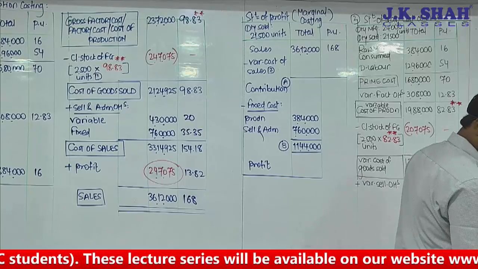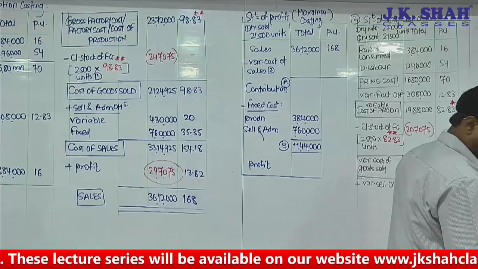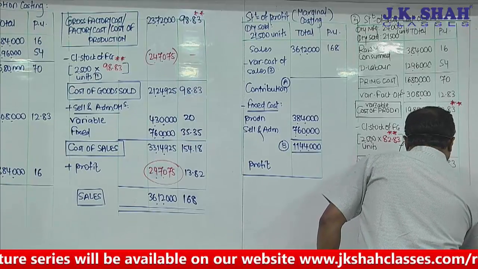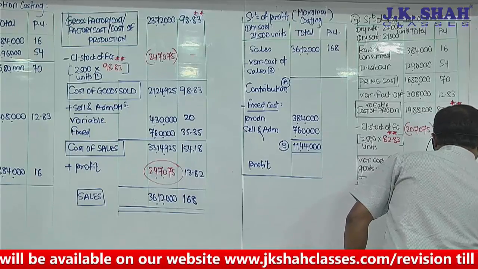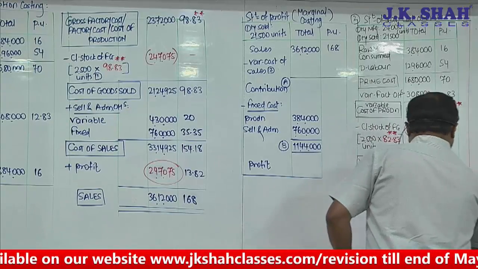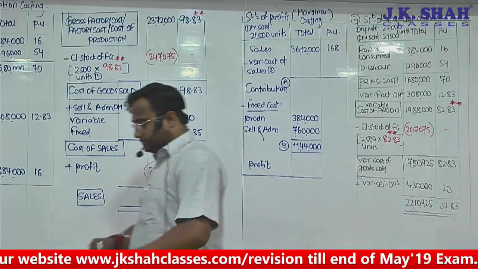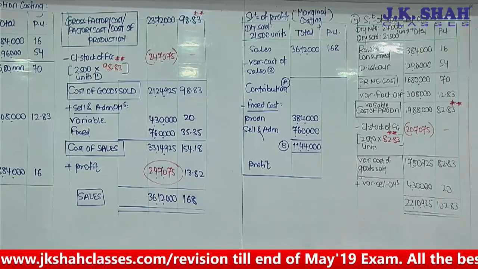21,500 units are sold. So 4,30,000, 22,10,925, 102.83. This is going to be the total cost of sales. In fact, this is variable cost of sales. This is your variable cost of sales.